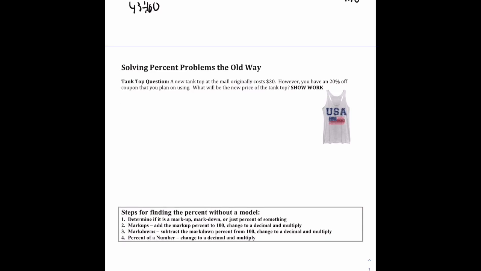Okay, so let's see, solving percent problems the old way. We're going to do the old way first, and then we're going to learn the new way. So let's read this question. A new tank top at the mall originally cost $30. Alright, not bad. However, you have a 20% off coupon that you plan on using. Okay. What will be the new price of the tank top? Show work.